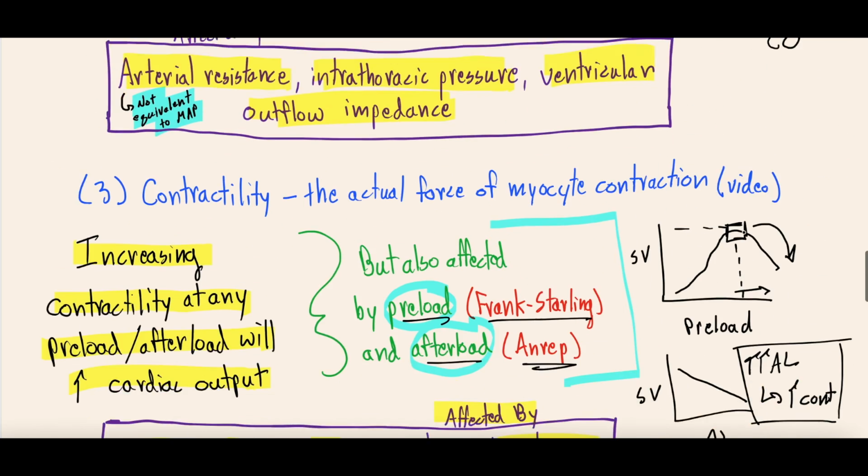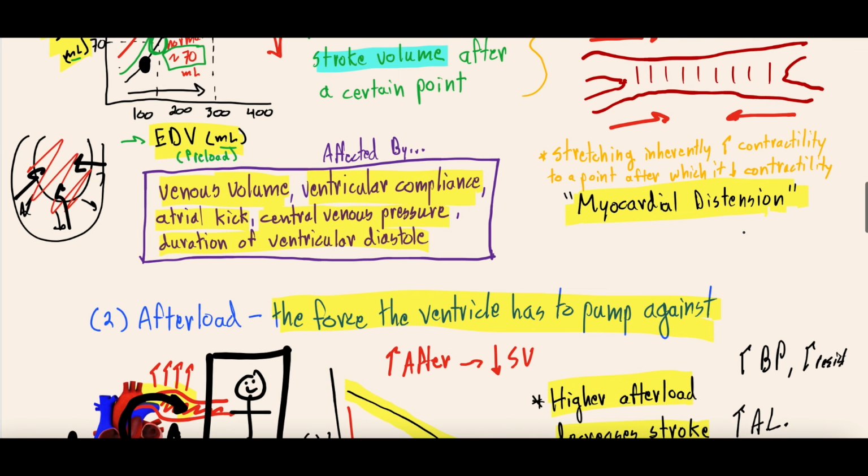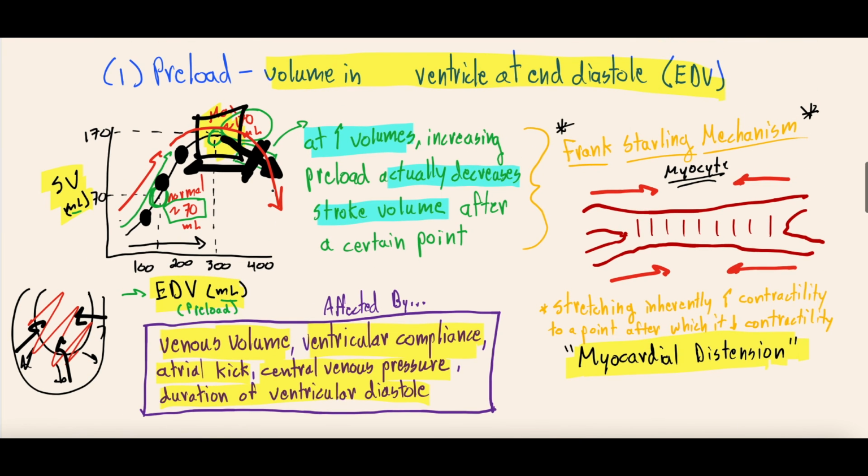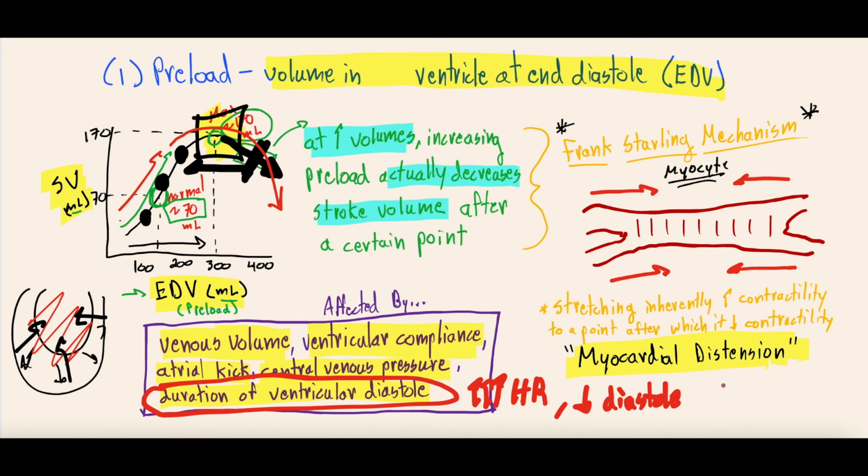If we scroll up to preload, remember we said that part of what affects preload, if we scroll up a little more so you can see it all, part of what affects preload is the duration of time in ventricular diastole. So if your heart rate is just going too darn fast, you're going to have much less time in diastole and you won't fill up that ventricle. You will have a decreased preload, which will actually decrease your cardiac output.